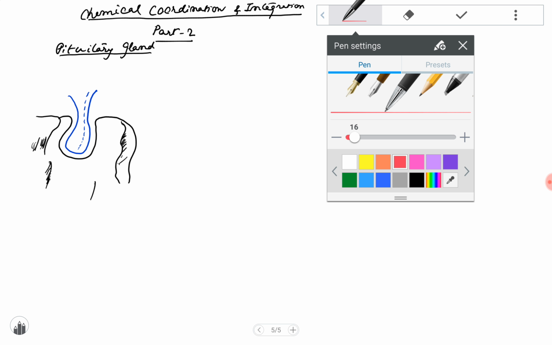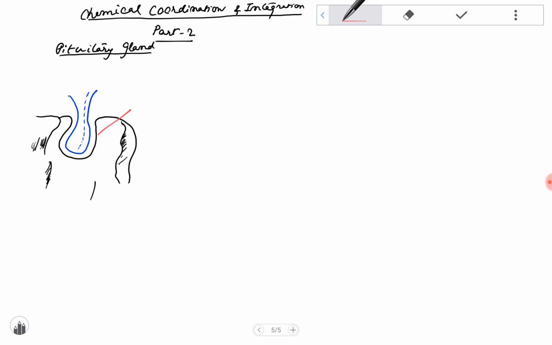So this is sella turcica. It's a bone cavity within which the pituitary gland lies. This is the posterior lobe of the pituitary gland, and this one is the anterior lobe.